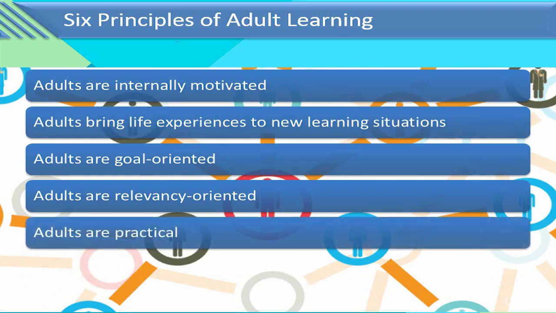Adults are practical. Adults have a task-centered orientation to learning. Most school-age children have a subject-centered orientation to learning and focus on the content just to pass the test. Most children are not interested in retaining the information they learned in class. The ultimate goal for most adult learners, on the other hand, is to retain as much information as possible from the training course. Therefore, adults seek task-centered training courses.